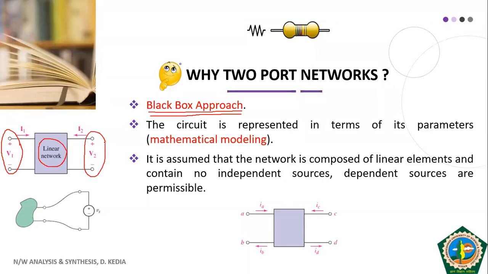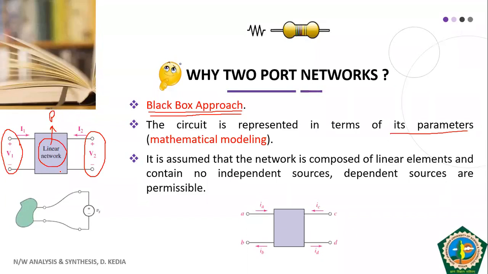Okay, so in a way we can say that we can represent the given circuit in terms of its parameters. So what we will do basically is represent the given linear network in terms of parameters. Let us represent those parameters with P, and then we need not worry about what that linear network is actually composed of.